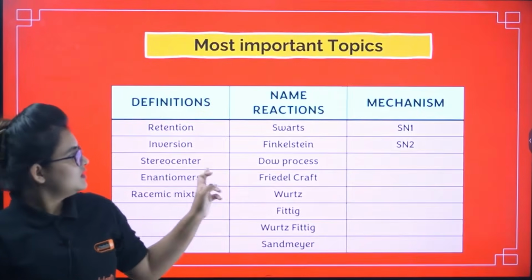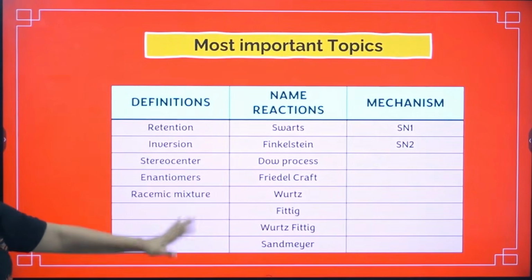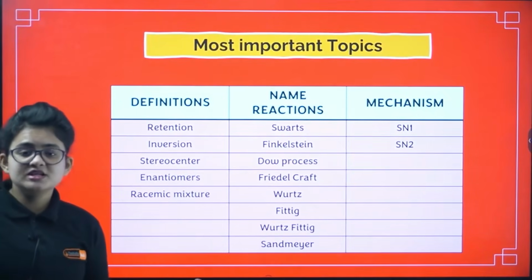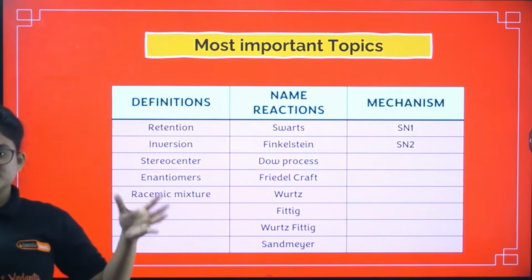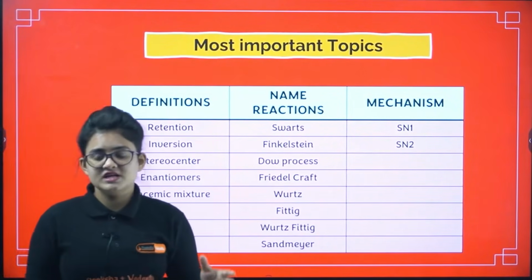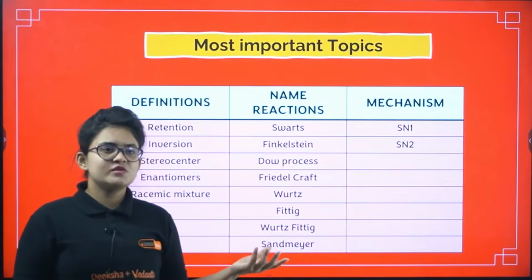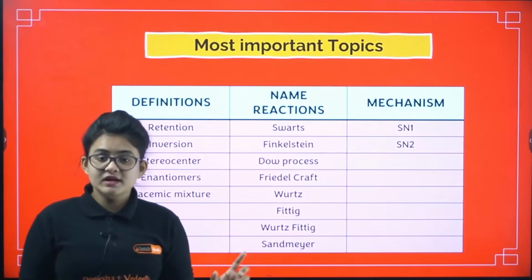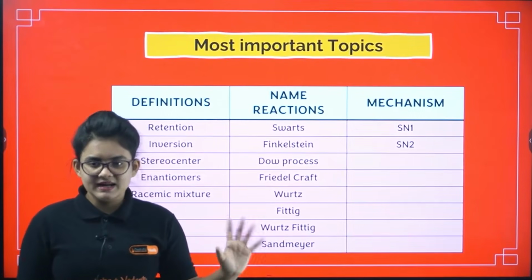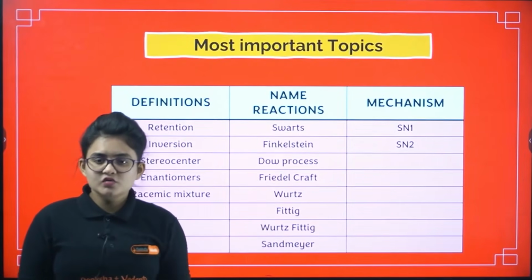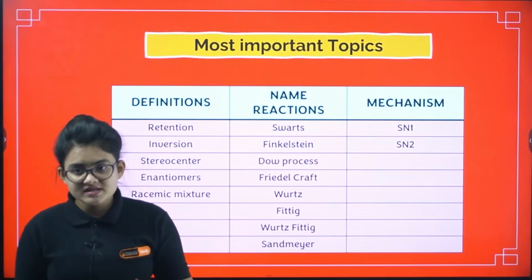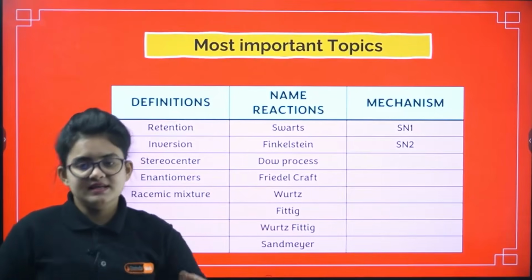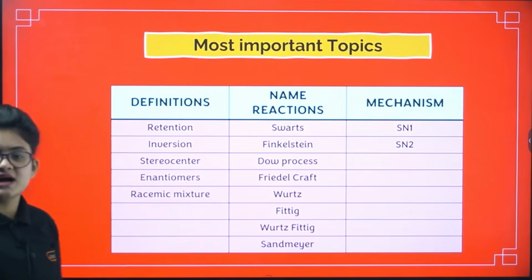Let's proceed. These are the important topics already covered over here: the definitions of retention, inversion, stereocenter, enantiomers, racemic mixture, that you can proceed with. Some name reactions are very important, like Swarts reaction, Finkelstein, Darzens process. Darzens process means whenever I am adding SOCl2 to alcohol to give you alkyl halide. Friedel-Crafts reaction, Wurtz-Fittig, Sandmeyer's reaction, and mechanisms SN1 and SN2. If you are done with this, then yes, your haloalkanes and haloarenes chapters are sorted.